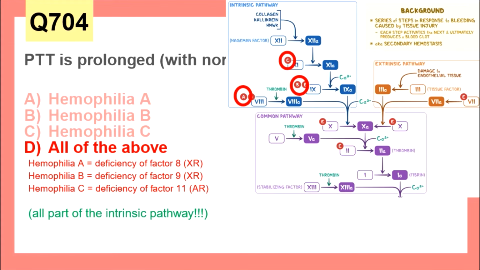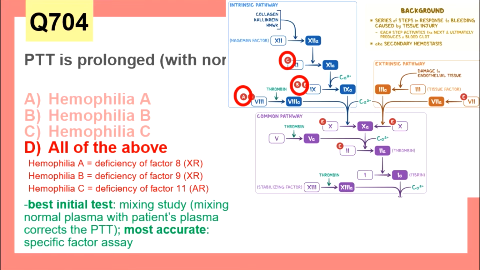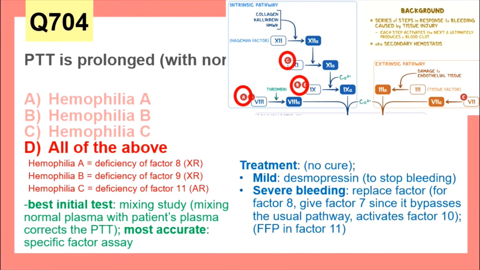Let's talk for a minute about how to diagnose. The best initial test is a mixing study. We mix normal plasma with the patient's plasma, and that should correct the PTT because we're providing them with the factors that they need. And the most accurate test is the specific factor assay in order to detect exactly which factor is missing. Treatment, well, there's no cure, but for mild cases we give desmopressin, and in severe bleeding we replace the factor. And in factor 11 deficiency, hemophilia C, we give FFP.